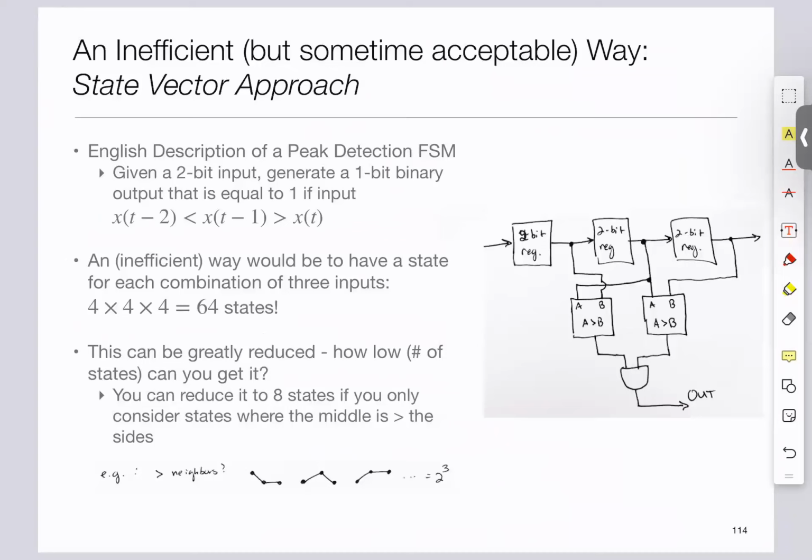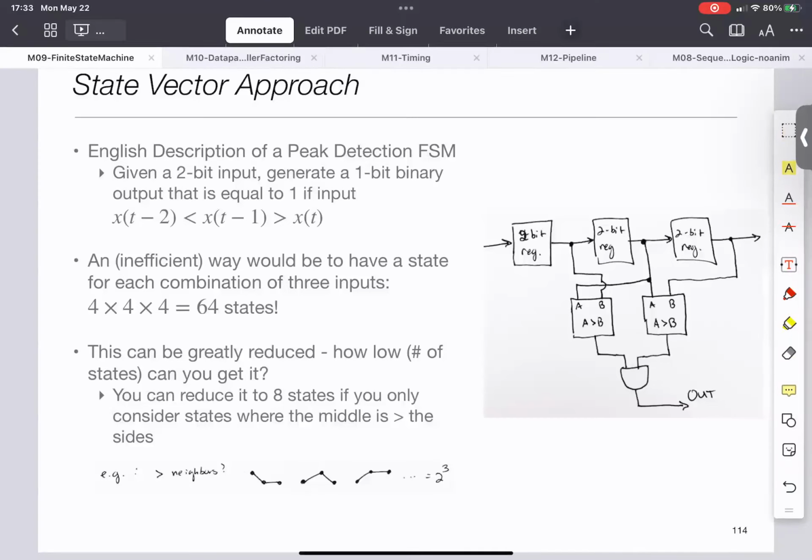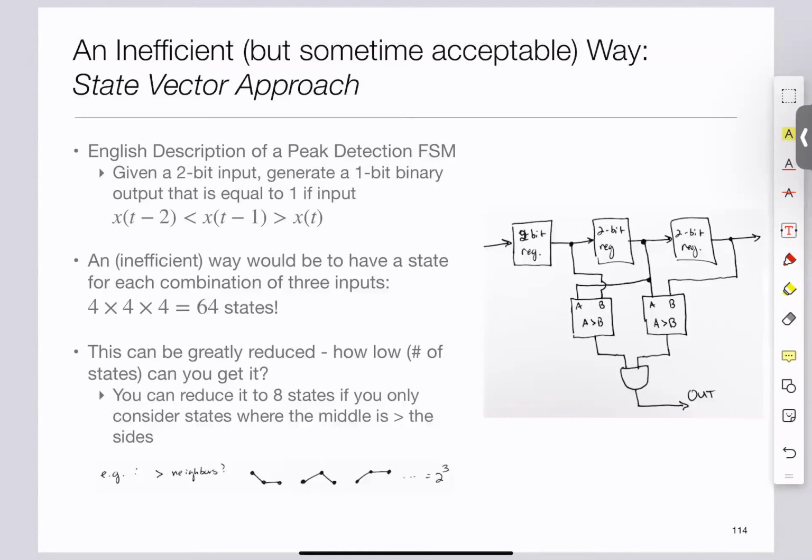Basically, I'm seeing 3 numbers where the oldest number and the newest number are smaller than the middle number. So basically saying xt, the latest number x, is smaller than the previous number, but the previous number is greater than the next oldest number.